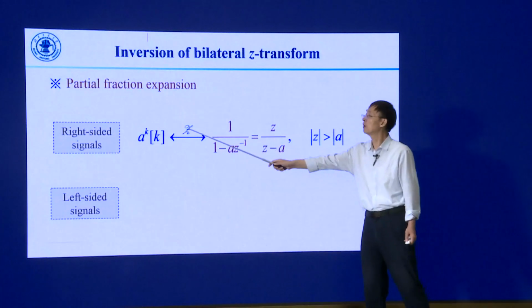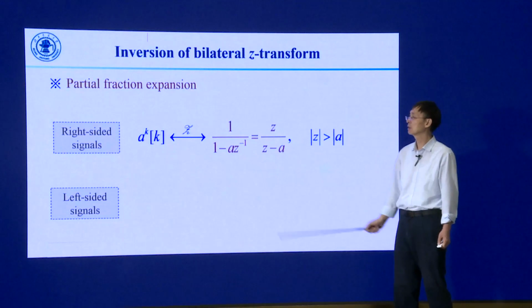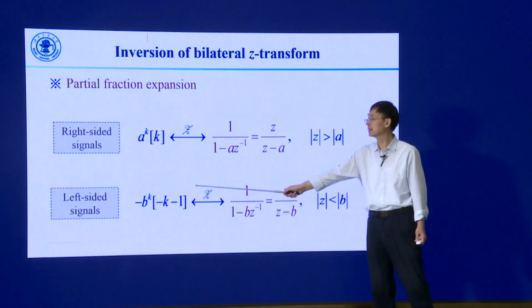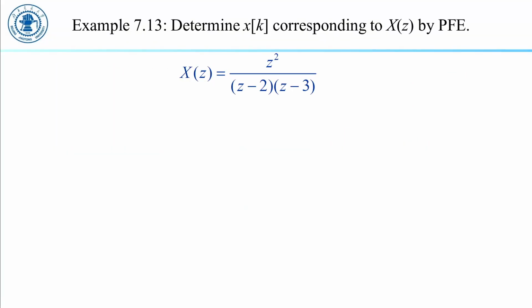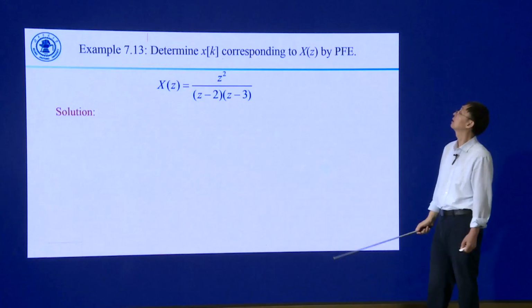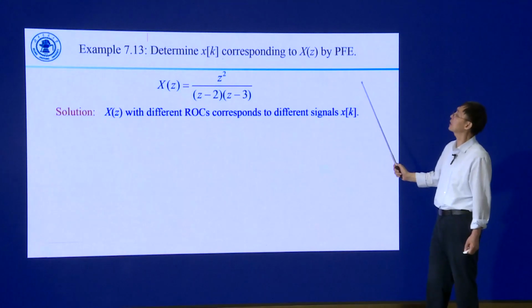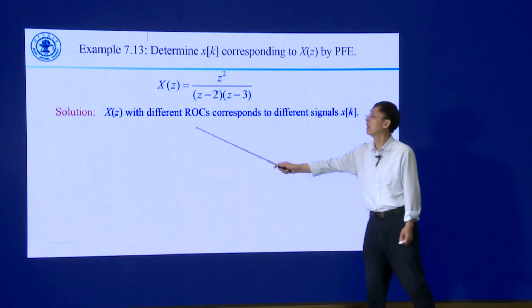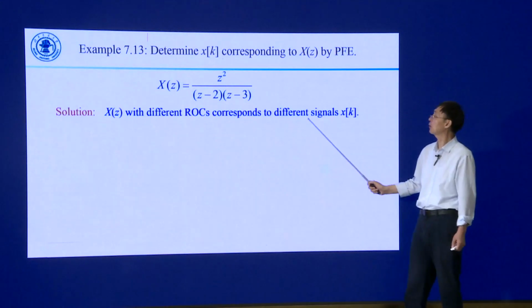For the right-sided signal, we have this expression. For the left-sided signal, we have this expression. For example, according to X of Z, determine x of k. Here we do not give the ROC. X of Z with different ROCs corresponds to different signals.